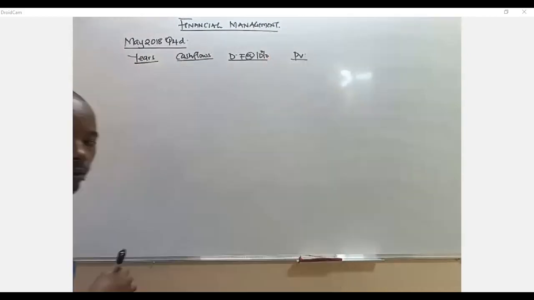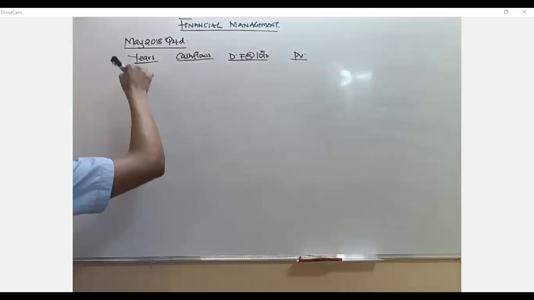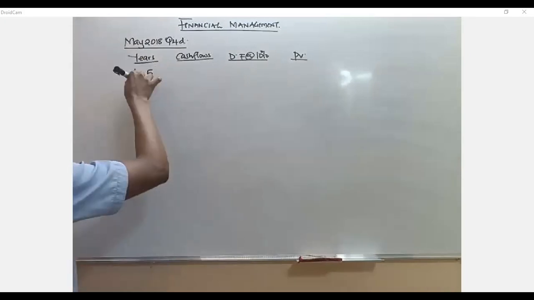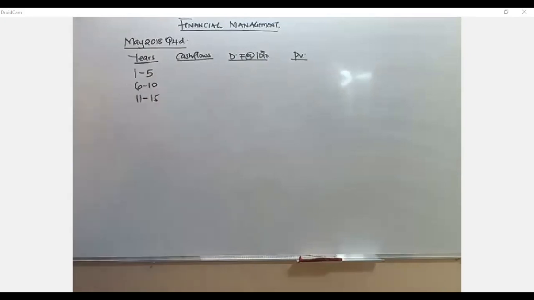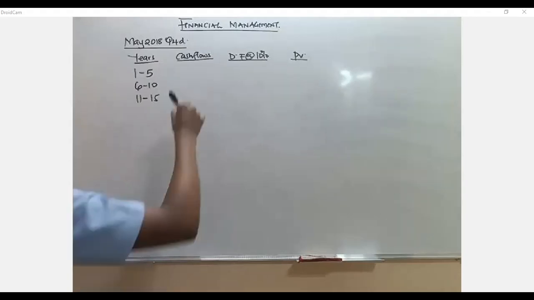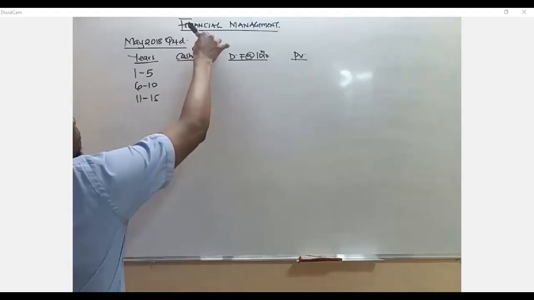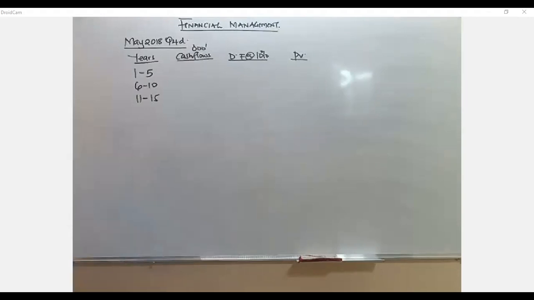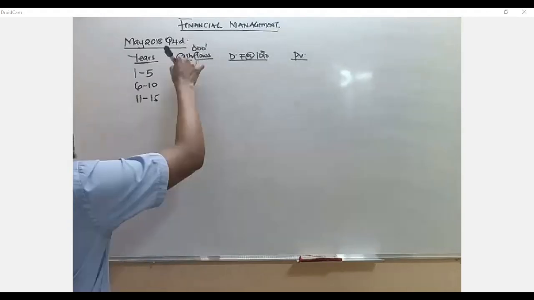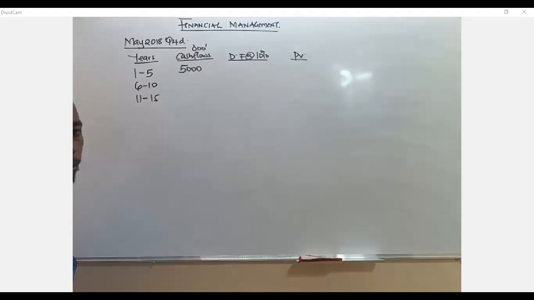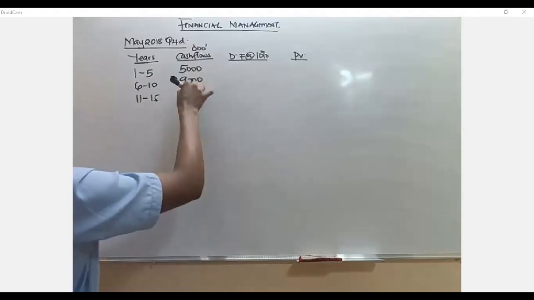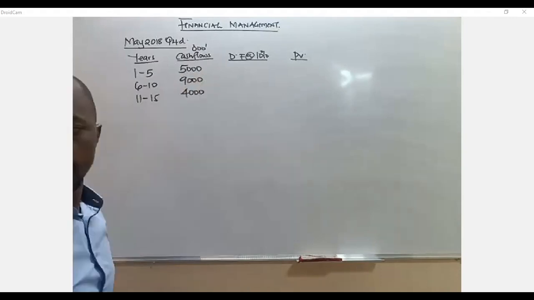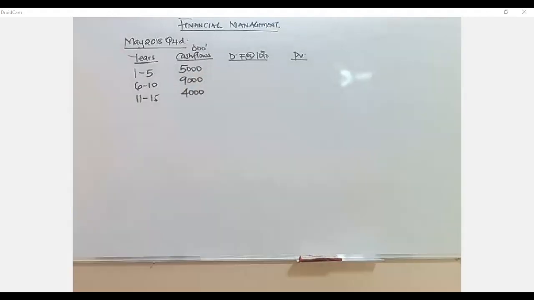So the number of years given, we have been given 1 to 5, 6 to 10, 11 to 15. So the cash flows provided by the examiner, I'm going to write in thousands of shillings here. So I'm going to write 5,000, then 9,000, and now 4,000. It looks like that.